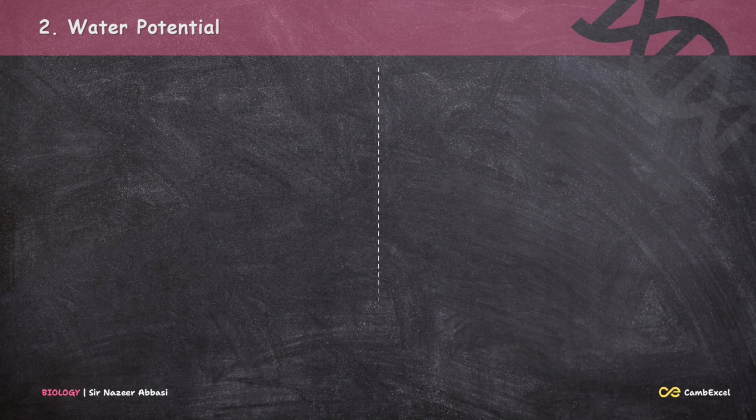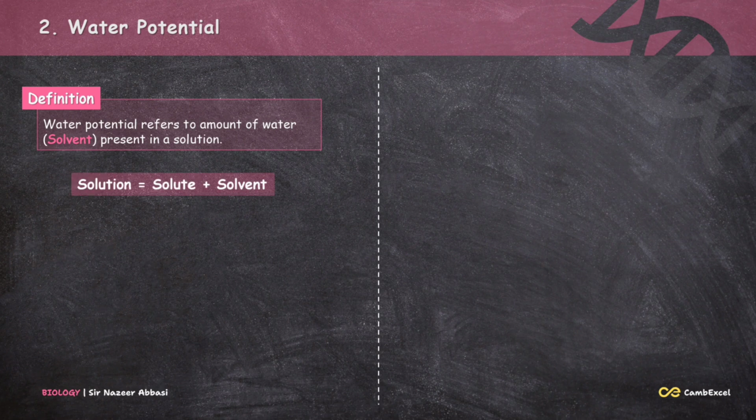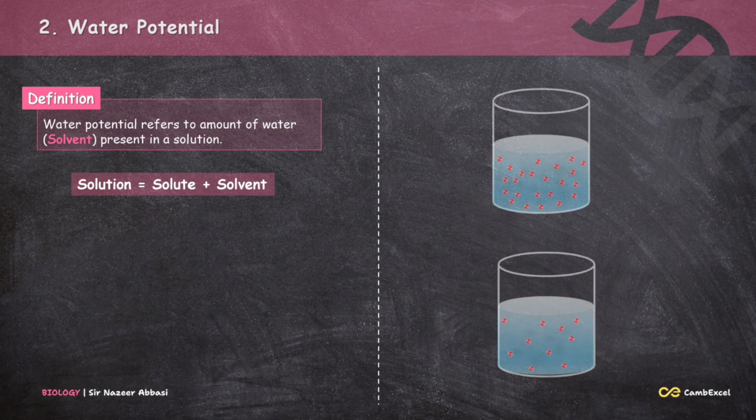First of all, we have to define the term water potential. Water potential refers to the amount of water present in a solution. As we know, a solution is made up of solute and solvent. Generally, the term concentration refers to the amount of solute present in a solution, so we cannot use the word concentration for the amount of water. In order to describe the amount of water present in a solution, we have to use the term water potential. To understand water potential in a better way, let's imagine two different types of solution.